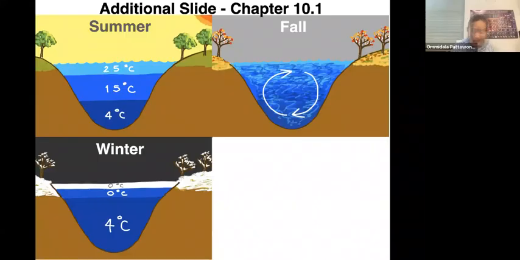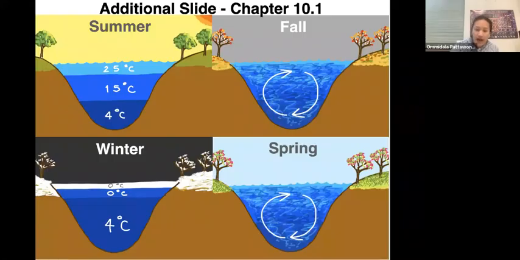That's what we're going to take a look at. The fact that water becomes less dense as it gets colder than 4 degrees Celsius is actually very good for ecosystems, because it allows the organisms in the lake to survive during the cold winter. And when springtime comes, when it gets warmer, the temperature of the water becomes more uniform. It's going to cause the water circulation again, and then it reaches the summer scenario again.